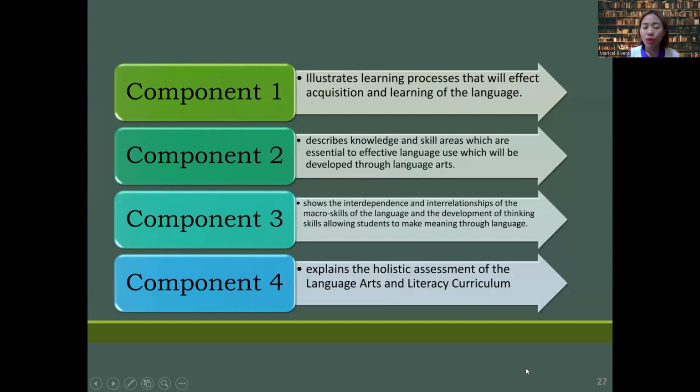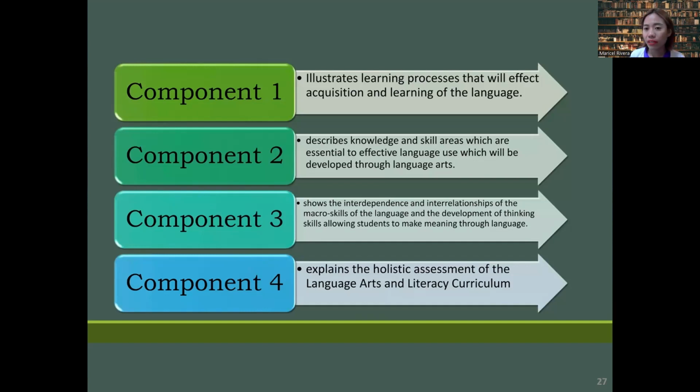So to add, to summarize in a way, component 1 illustrates learning processes that definitely will affect the acquisition and learning of the language. This is what we call the how of language learning. And then component 2, we look into the knowledge and the skill areas, no? Which are essential for students to effectively use the language. And how would we be able to demonstrate that?